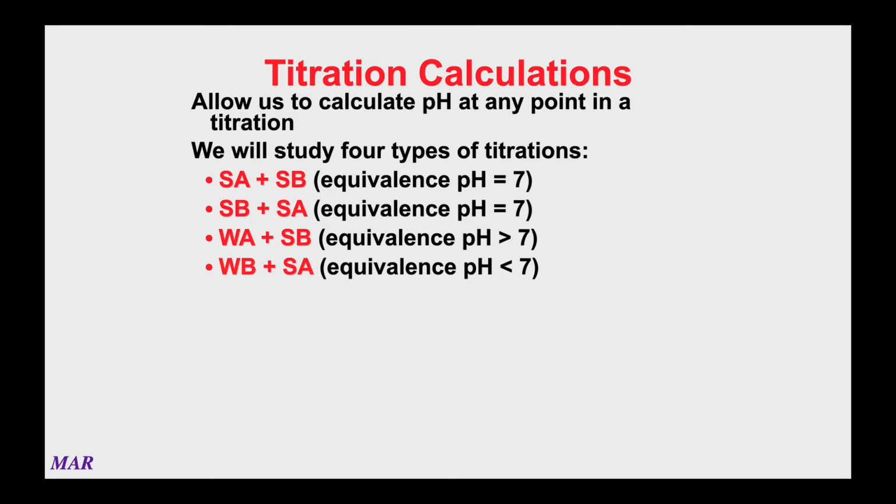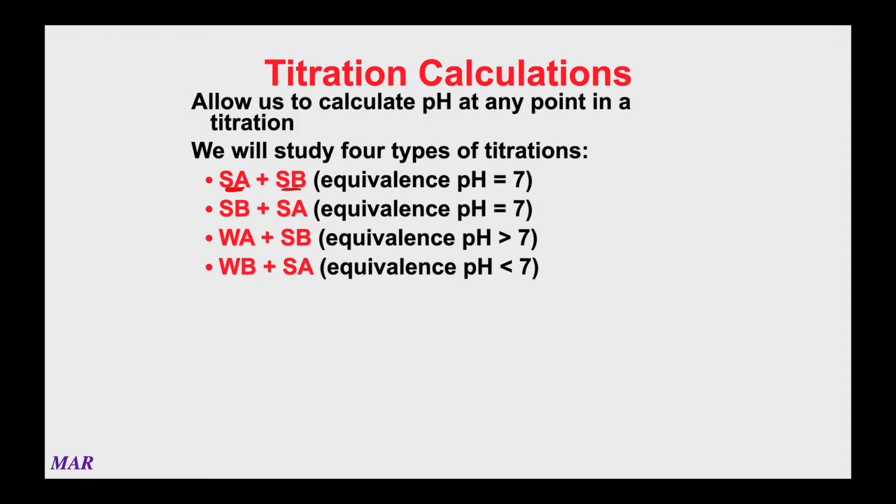They're called strong acid plus strong base, strong base plus strong acid, weak acid plus strong base, and weak base plus strong acid. The nomenclature here is kind of important. The first thing listed is what you start with in the beaker, in the little Erlenmeyer flask. And the second thing listed, that's what's in the burette. So in the SA plus SB, strong acid plus strong base, you would have an acid down below and you'd have a base in the burette. So you'd slowly add in the strong base to the strong acid.